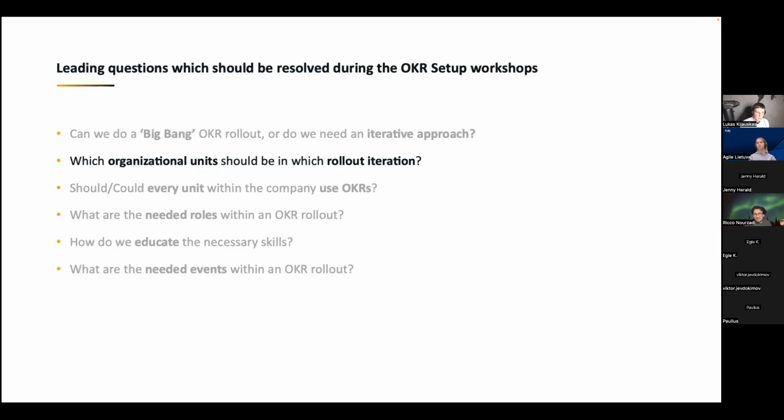And this also answers a little bit which organizational unit should be in which rollout iteration. So the more mature ones in terms of agile, the ones who do have a good standing and who also afterwards act as ambassadors, making advertisement for the OKR rollout.